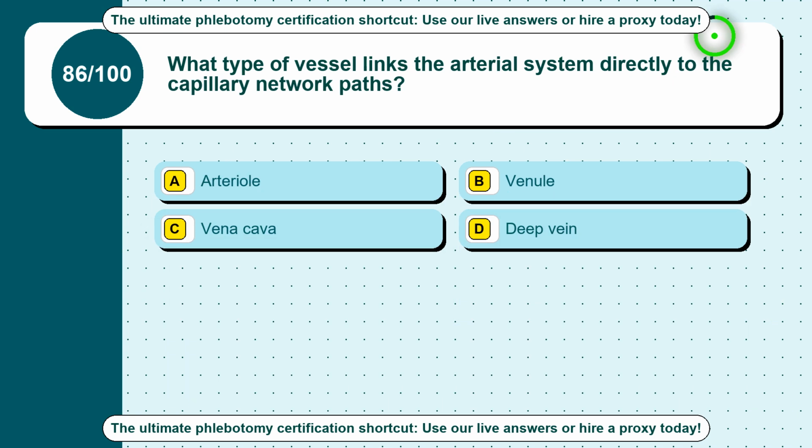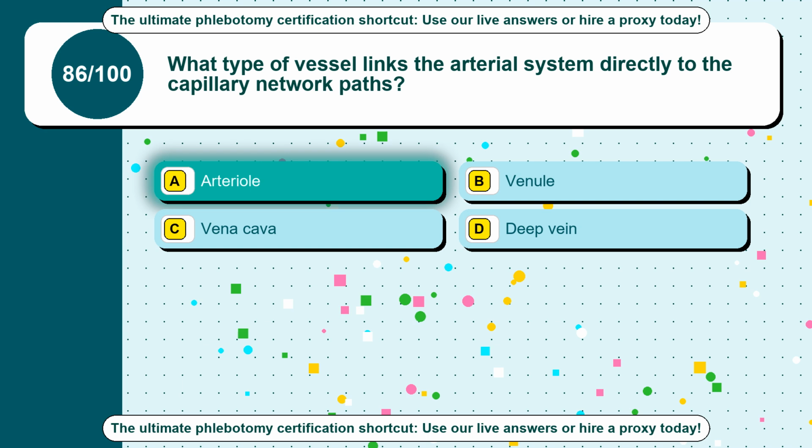Question 86. What type of vessel links the arterial system directly to the capillary network paths? Option A, arteriole. Option B, venule. Option C, vena cava. Option D, deep vein. The correct answer is option A, arteriole.